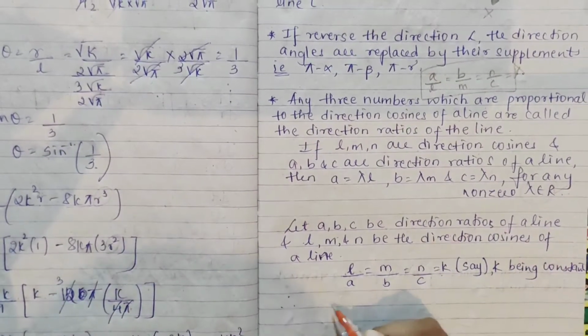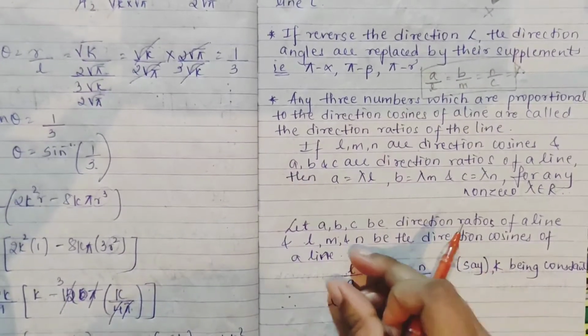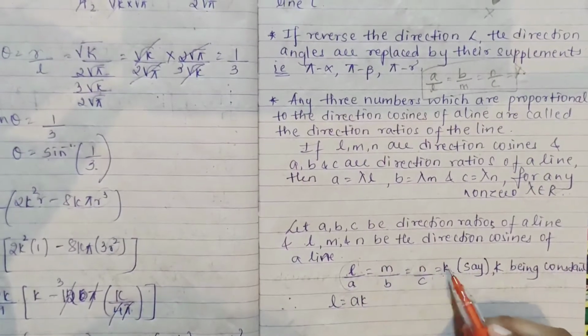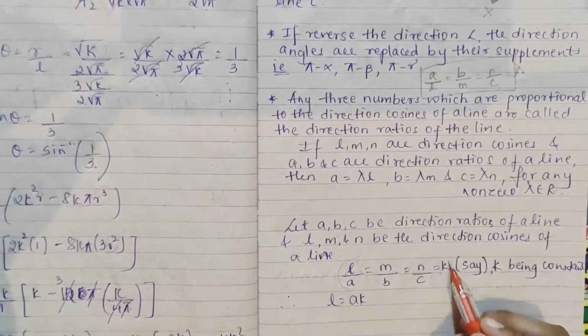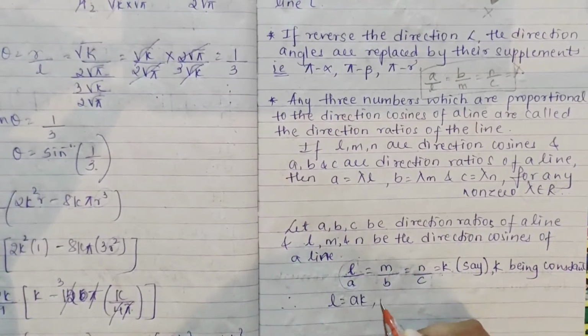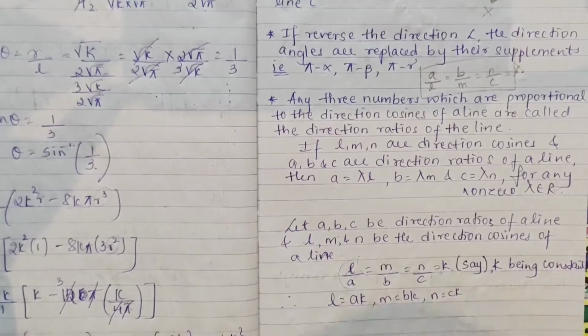So therefore this becomes what? l will be equal to a into k. You are equating it, right? l by a equal to k, m by b equal to k, n by c equal to k. This is separate for each. So you will get m is equal to bk, n is equal to ck.